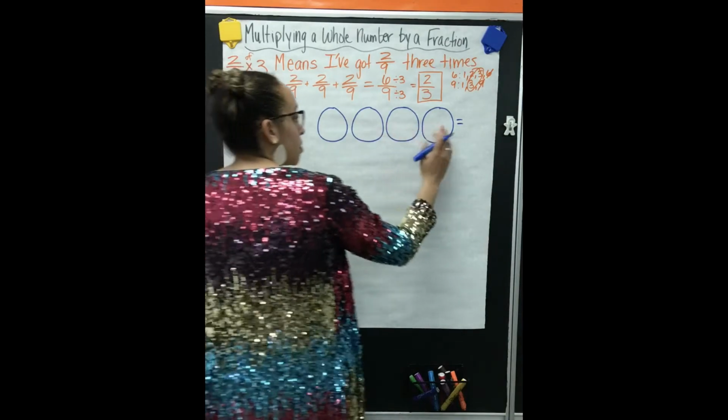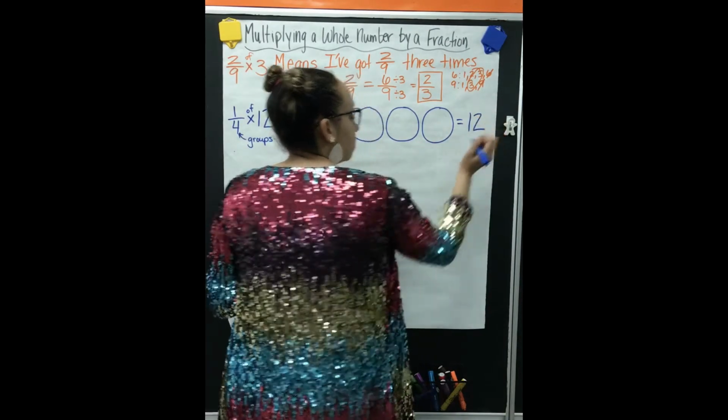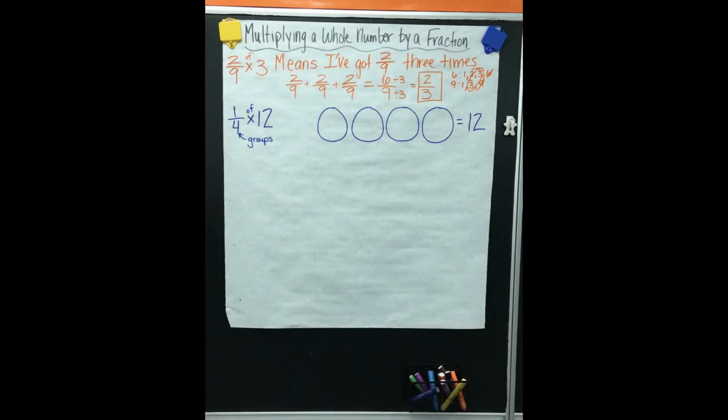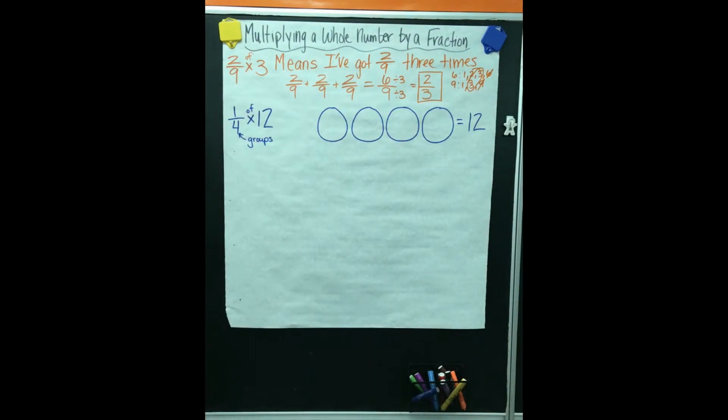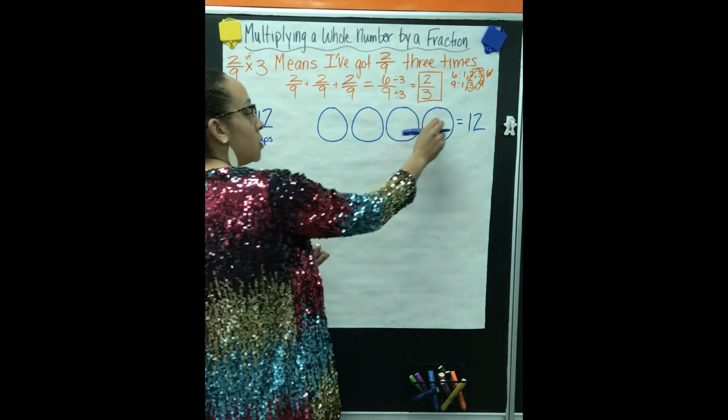These 4 groups are going to equal 12. Okay? So these 4 groups equal 12. Right now, these groups have nothing inside of them. But what would I have to put inside of each group to make them 12?